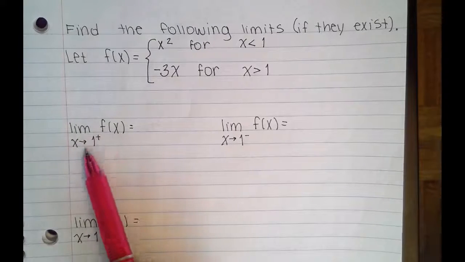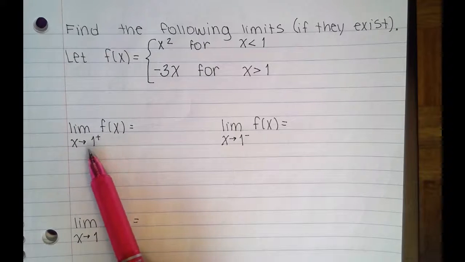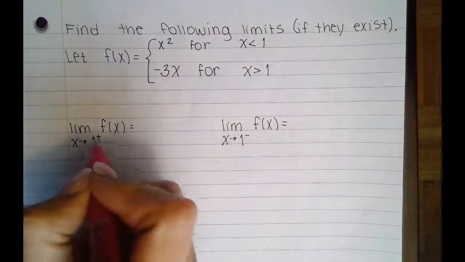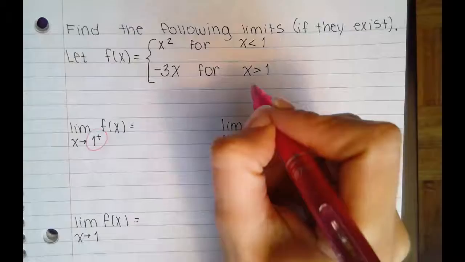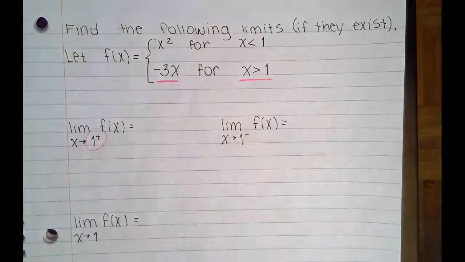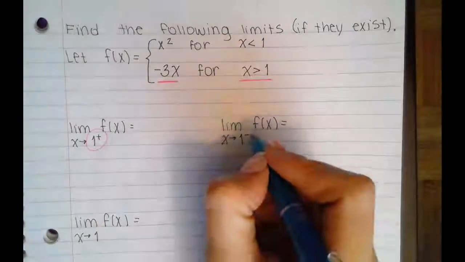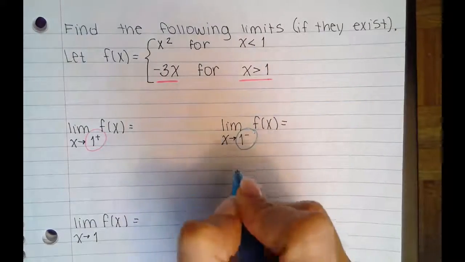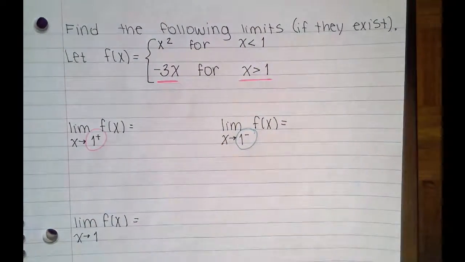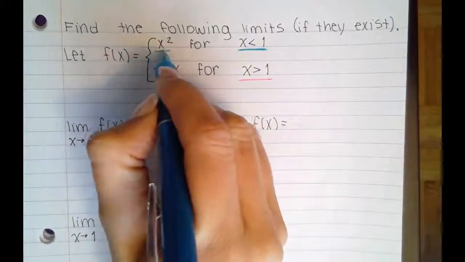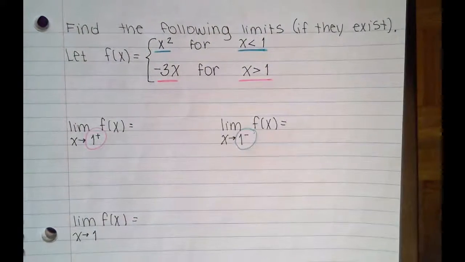Now, what do we know about the right side of 1? Well, the right side of 1 is when x is greater than 1. So, when you're approaching 1 from the right, x is greater than 1, this is the function we pay attention to. And as we approach 1 from the left, what do we know about the left side of 1? Well, the left side of 1 is where x is less than 1, and this function is going to represent that.